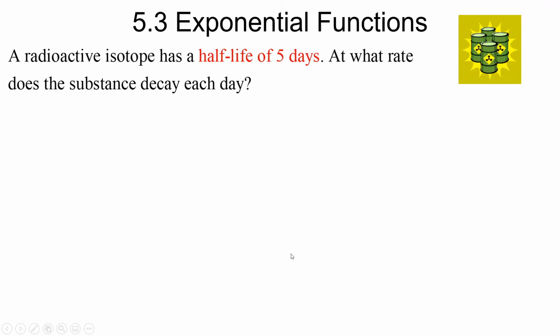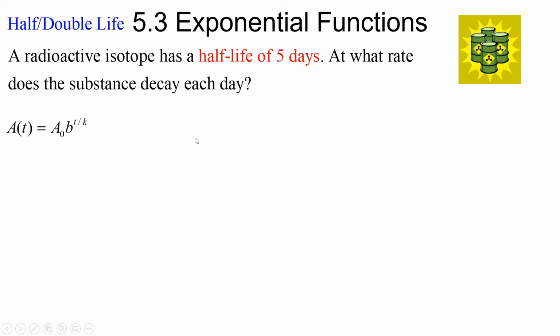Okay, last story problem right here. A radioactive isotope has a half-life of 5 days. At what rate does the substance decay every day? Well, I'm going to start with, I see half-life. So how about if we start with our half-life formula, which is A sub 0 times b to the t over k power. And I write these formulas down every time I use them.